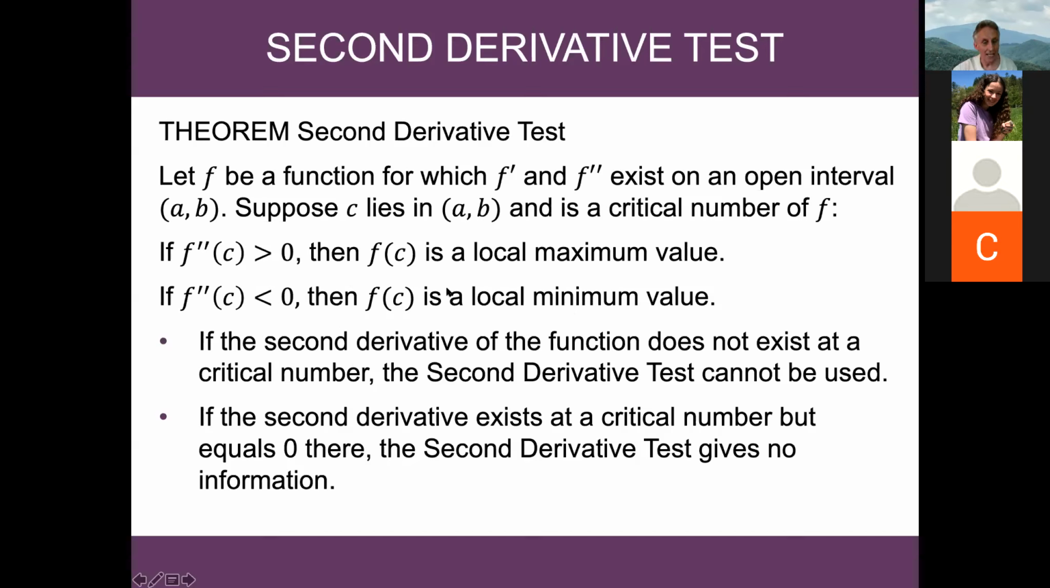Okay, so if the second derivative does not exist at a critical number, then you can't use the second derivative test. Also, if the second derivative exists but equals zero there, notice both of these: if it's positive or negative, that means it's concave up or concave down, it tells you something. If it's zero, then you don't know, okay? We'll do a couple of examples of that and go from there.